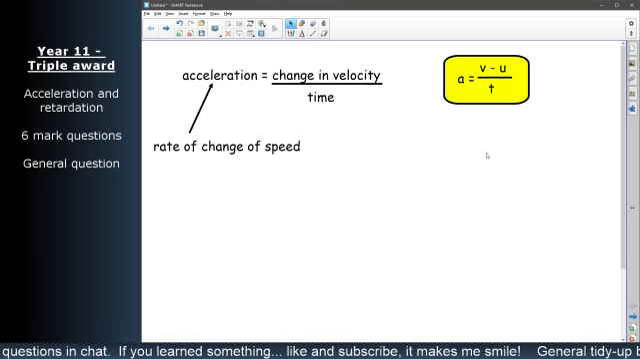So if I was an examiner, I'd maybe say an object slows down by 30 meters per second in a time of 5 seconds, and you should recognize then that that is the change in speed on the top here. That is v take away u. Right, so that's one way you can do it.